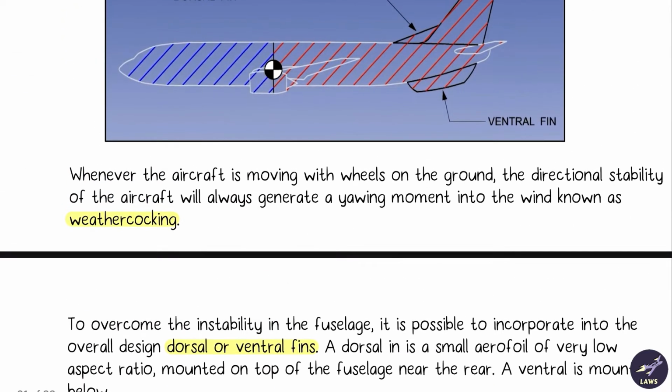There is a term known as weathercocking. It happens when the aircraft is moving with the wheels on the ground. The directional stability of the aircraft will always generate a yawing movement into the wind. That is known as weathercocking.